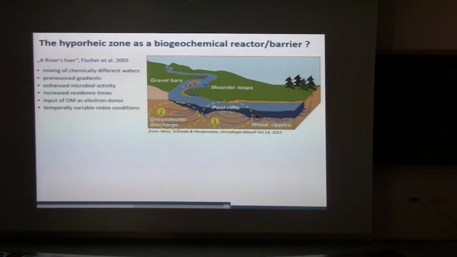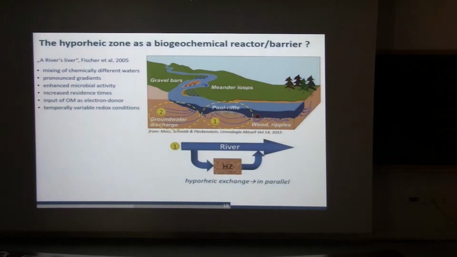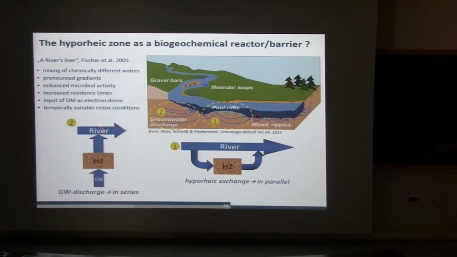The other thing, though, is that if you have groundwater that flows into the stream, it also has to pass through this zone that is usually chemically somewhat distinct. So we can distinguish two different types in a way. We can have this bypass flow, where the hyporheic exchange zone is basically in parallel, so only a certain amount of the river water goes through this zone and then comes back to the stream. And the situation where along the flow line it's in series, so basically all the groundwater has to go through there.